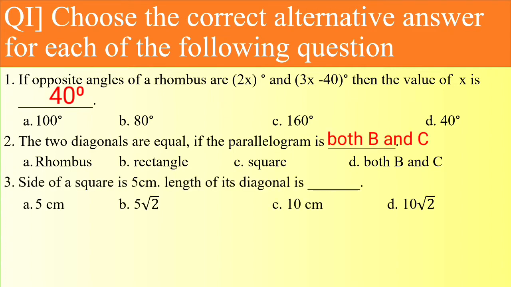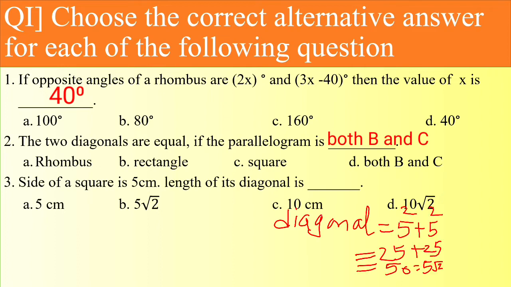The third one is given. Side of a rhombus is 5 cm. Find the length of its diagonal. So students, in a square all the sides are equal. To find the value of the diagonal, we have to use the Pythagoras theorem. Other two sides are given 5. Square of 5 is 25. Other side is also 5. The square of 5 is 25. 25 plus 25, 50. If we do prime factors, we get 25 times 2, and 25 is the square of 5. It means the answer is 5 root 2. B option.